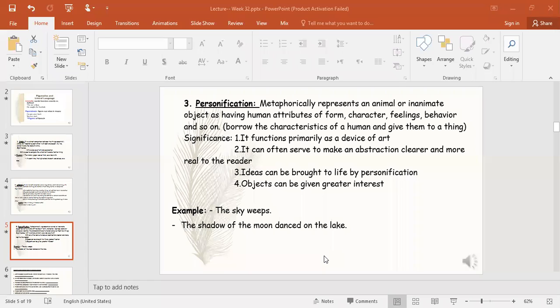Let's see the examples. The sky weeps. What do you mean by weeps? Who knows?